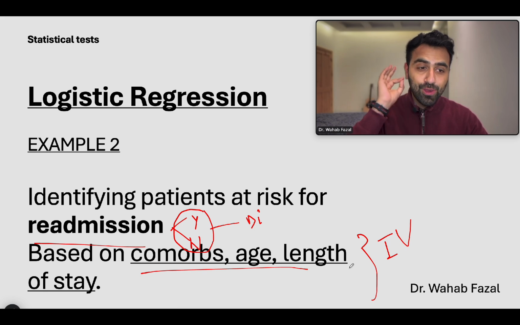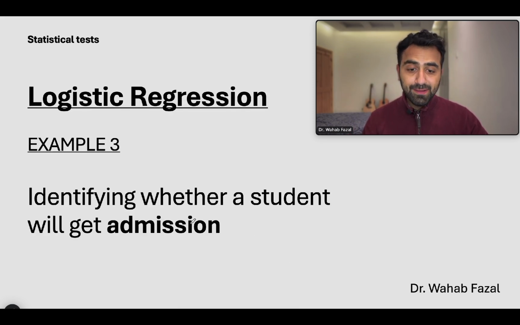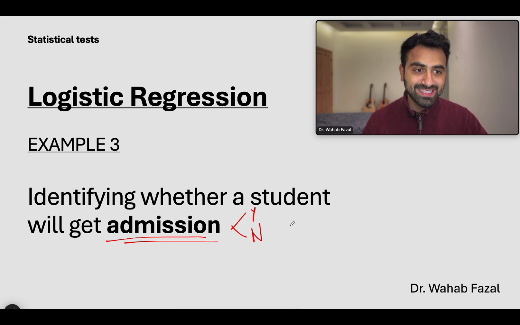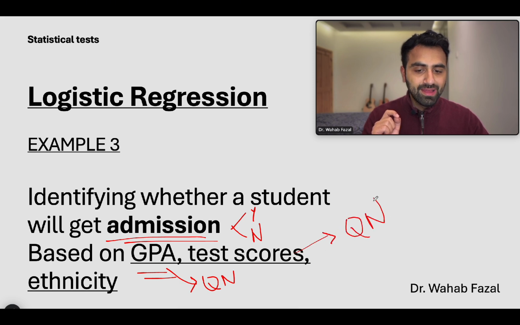Logistic regression, logistical magic. So let's take another example. Identify whether a student will get admission into some university or not. Basically, again, yes or no. The dependent variable is a yes or no thing. It's a dichotomous thing. It's a pass-fail thing. It's a simple answer. Either this or that. That is the logistic regression thing. The logical answer. Based on GPA. Now, GPA is a quantitative thing, right? Test scores are quantitative. Ethnicity is qualitative.